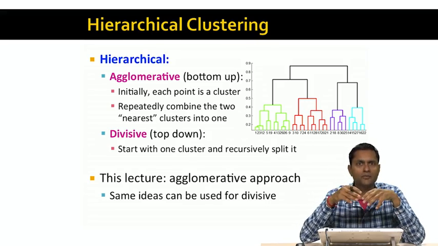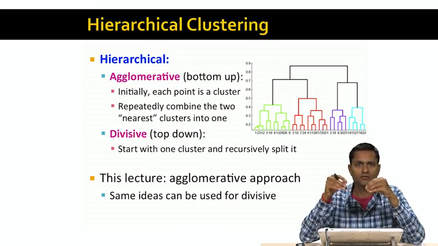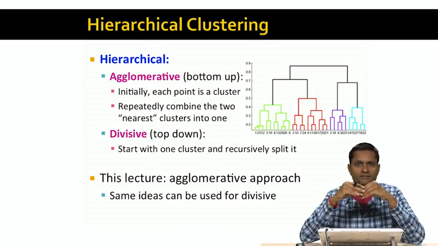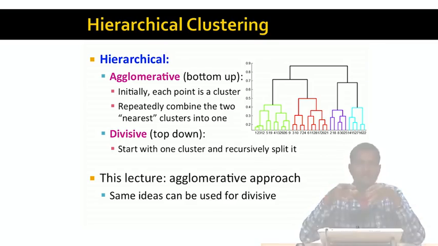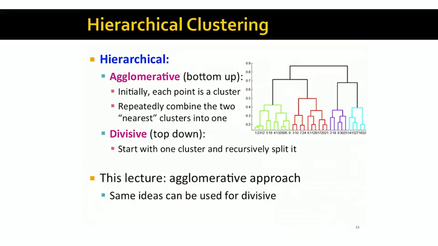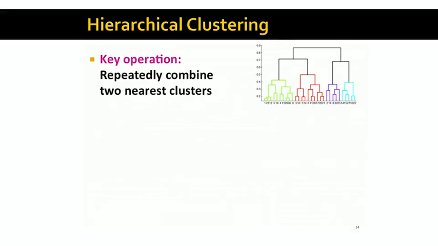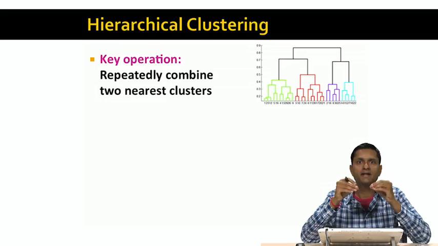In this lecture, we're going to focus on the agglomerative or bottom-up approach, where we start with each data point as its own cluster and then combine clusters. The ideas in the lecture can be easily adapted to divisive methods as well. The key operation in hierarchical agglomerative clustering is to repeatedly combine the two nearest clusters into a larger cluster.